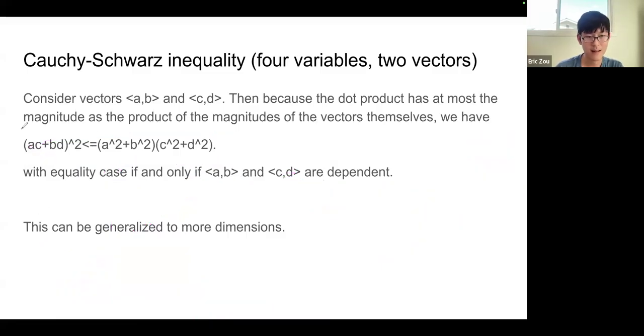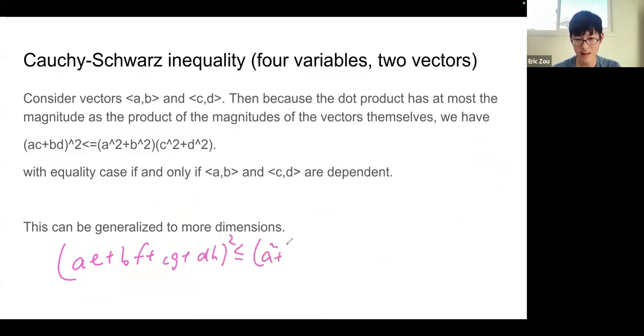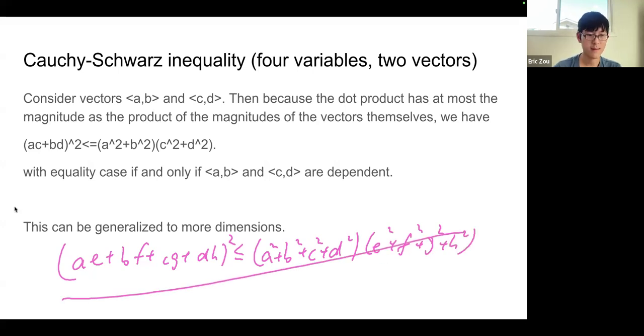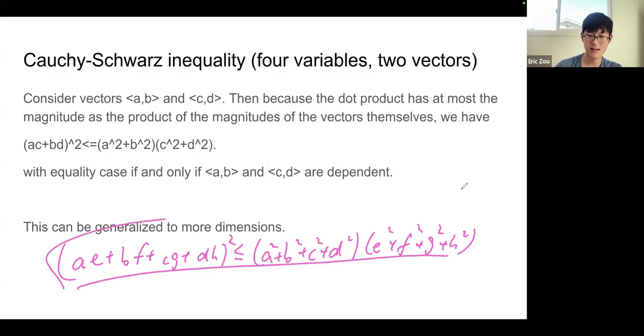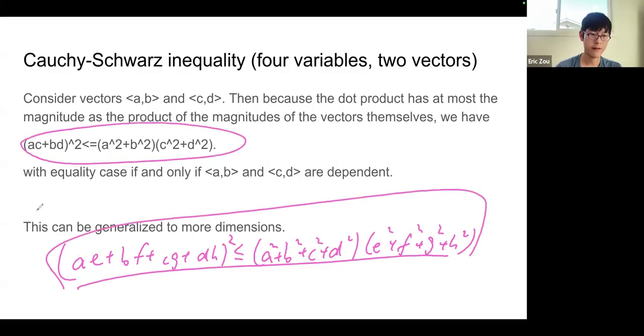This is very interesting because if you have multiple dimensions, well, we didn't talk about multiple dimensions, but the law of cosines still works. So if you have more variables, like (ae plus bf plus cg plus dh) all squared is at most (a squared plus b squared plus c squared plus d squared) times (e squared plus f squared plus g squared plus h squared). Something like this also holds for more numbers, but we don't need to know about this. It's just an interesting fact.